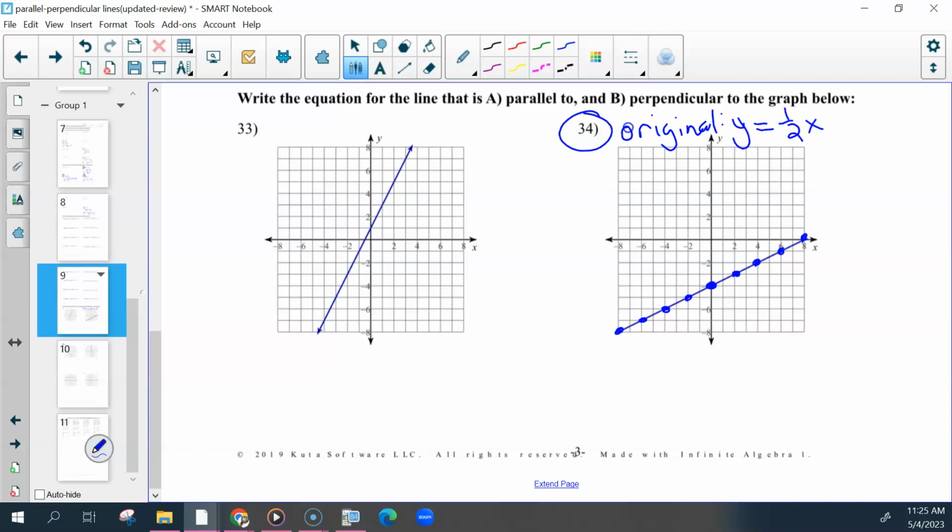So that would make our equation y equals 1/2 x minus 4. But that's not the answer to our question. That's just us finding the original. Then we have to come up with an equation that would be parallel to the original and one that would be perpendicular to the original. So someone give me an equation that would be parallel to the original. The slope has to be the same, the y-intercept has to be different.